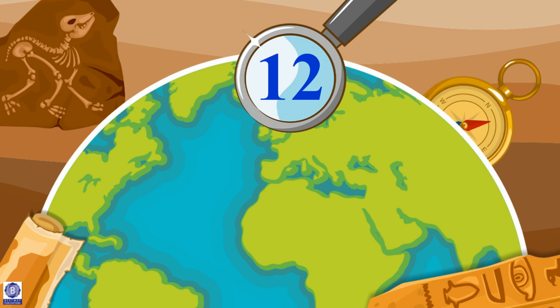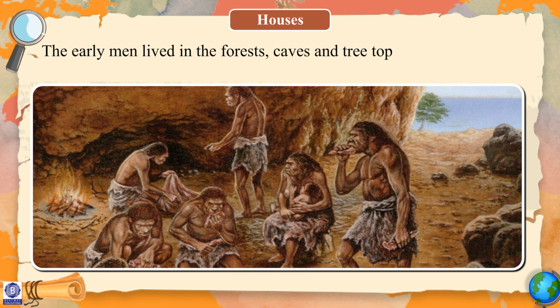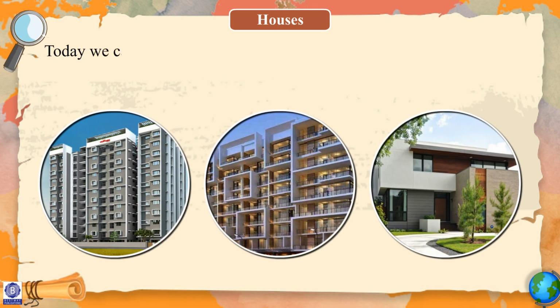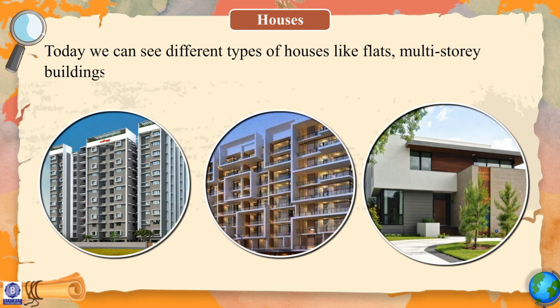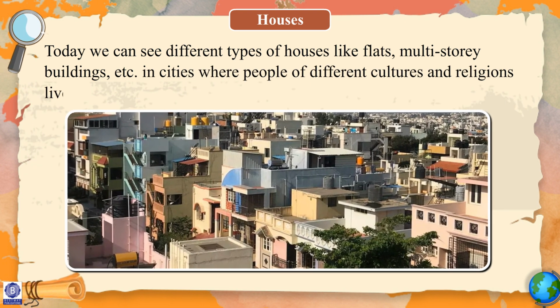Chapter 12. Houses. The early men lived in the forests, caves and treetops. With the discovery of fire and the use of wheels, community living came into being. Today, we can see different types of houses like flats, multi-story buildings, etc. in cities where people of different cultures and religions live together in harmony.